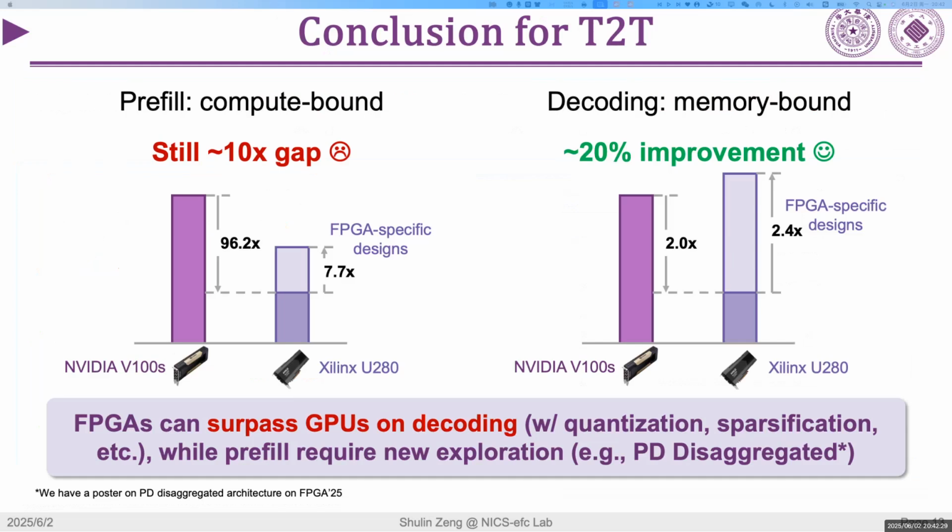So FPGA is good at memory processing and also data processing, since you can treat an FPGA as a near data processing platform. So in this work, we show that FPGA can surpass GPUs on decoding with quantization, sparsification, and so on, while prefill still requires some new exploration, for example, prefill and decode disaggregated acceleration.